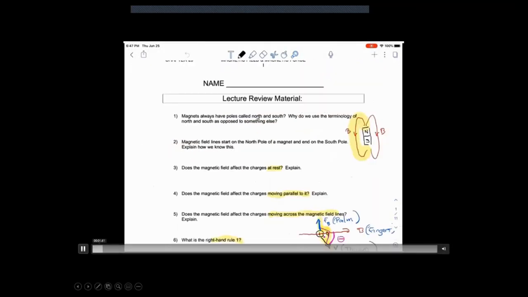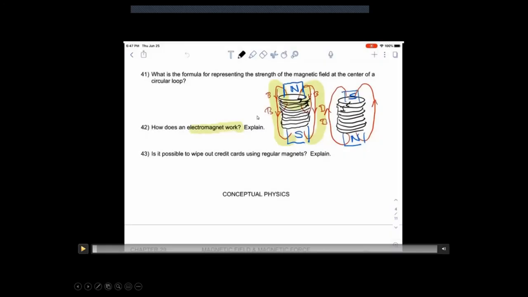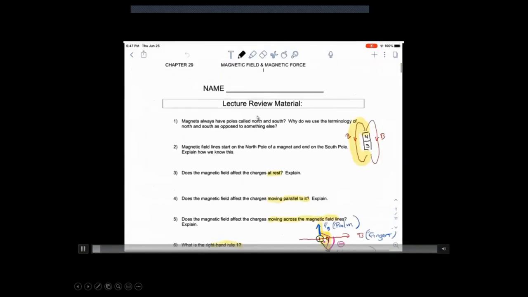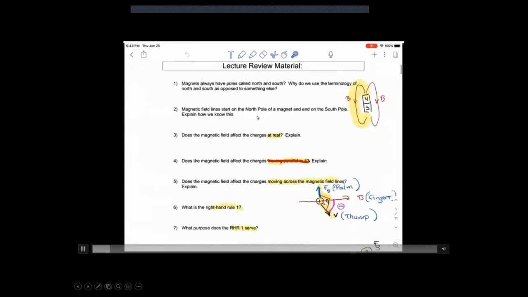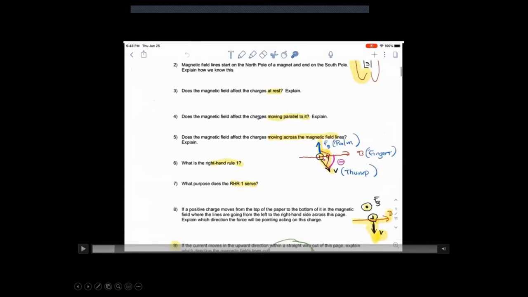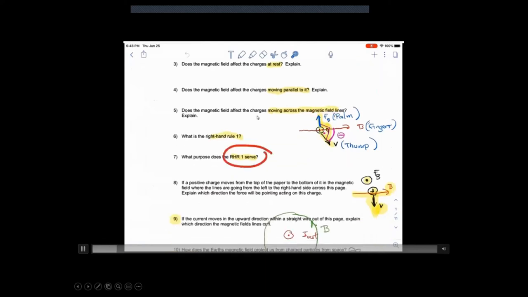Okay, so let's do one more review and then move on to the next section. All right, so what do we have? We discussed the nomenclature of north and south poles. Okay, so if the charge is at rest, it doesn't experience a force. Moving parallel to the magnetic field, no force. Going across the magnetic field, it's going to experience a force. The magnetic force is going to be 90 degrees to its motion.